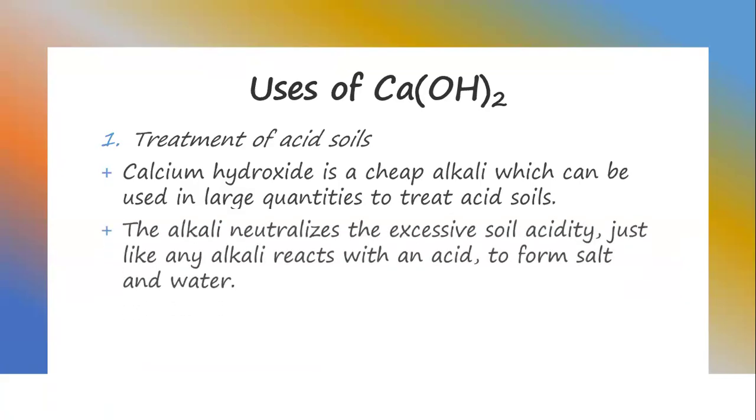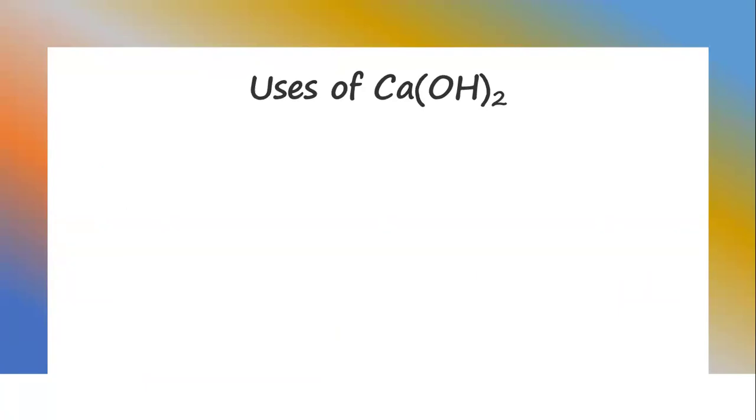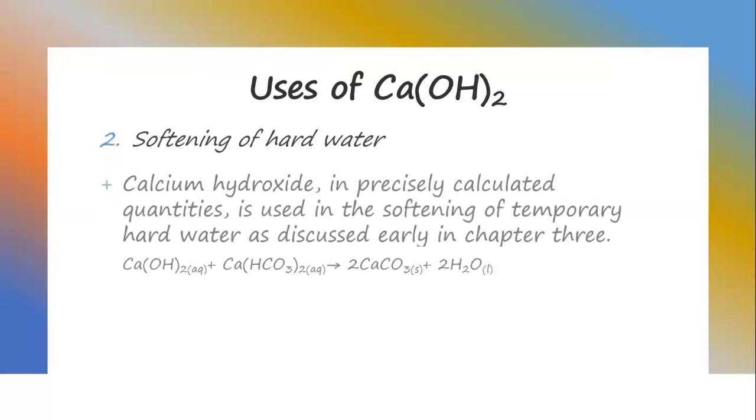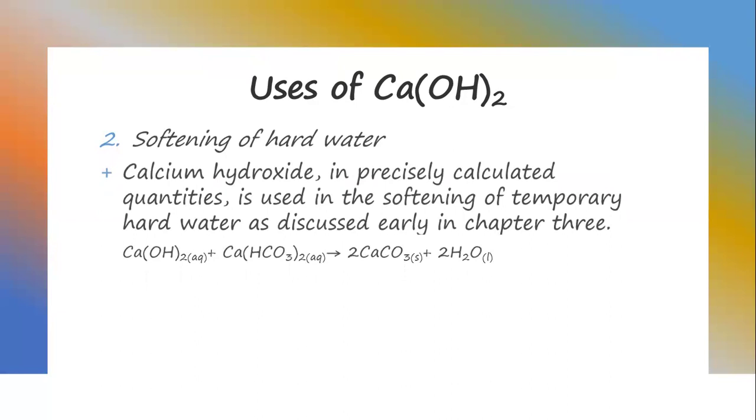The alkali neutralizes the excessive soil acidity, just like any alkali reacts with an acid to form salt and water. So that's how we use calcium hydroxide. The other use is in softening of hard water. Calcium hydroxide, we've discussed previously, I think that is chapter 3. The hard water, we discussed the various ways how you can soften that water.